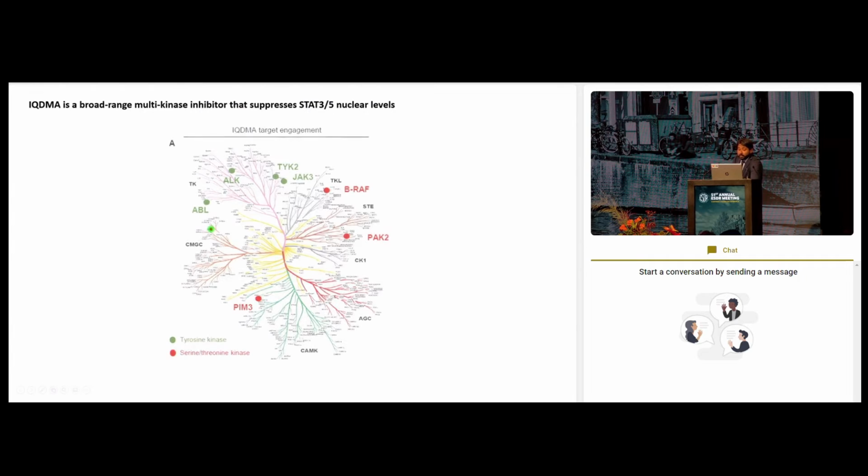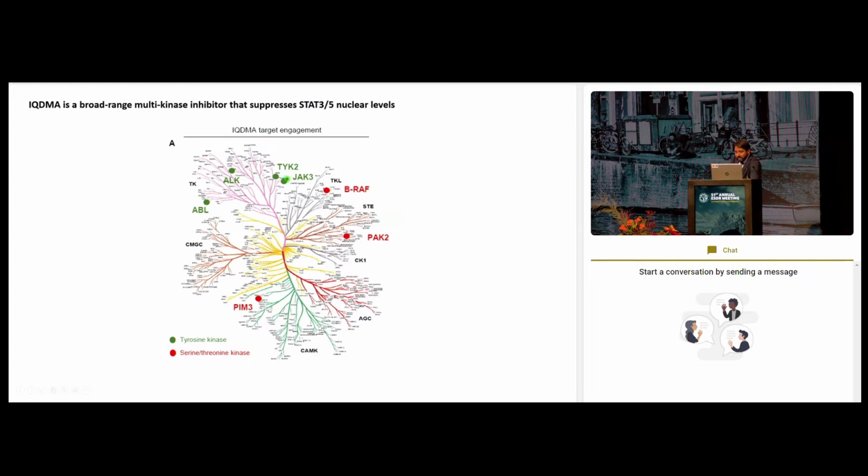Moving on, as I just said, IQDMA was having a slow effect on the cell lines, so we decided to do a kinome screen. And in the kinome screen, we did indeed find that IQDMA is hitting multiple tyrosine kinases like ABL, ALK, TYK2, JAK3, and also serine kinases like BRAF, PAK2, and PIM3.